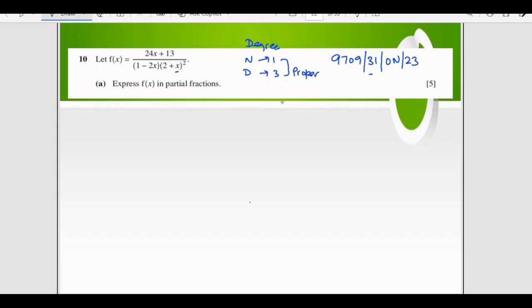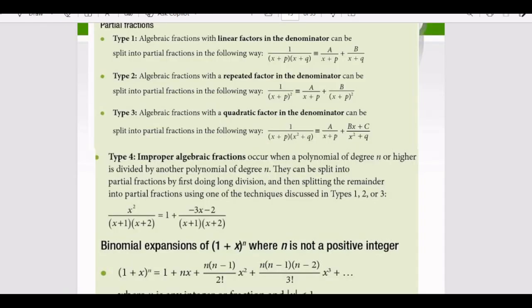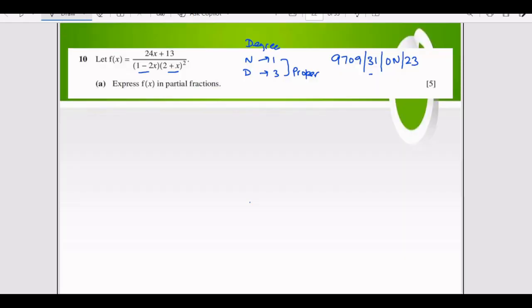Now the second thing you need to know is about the denominator. In the denominator we have a mix of a linear factor, this is a linear factor, and a repeated factor. This is repeated because the square is outside the bracket. So let me take you back here to the types. We have the mix of this repeated factor and the linear factor, right? So we will have these two factors, and then the repeated factor as well. So let me rewrite this as a combination of the linear factor and the repeated factor.